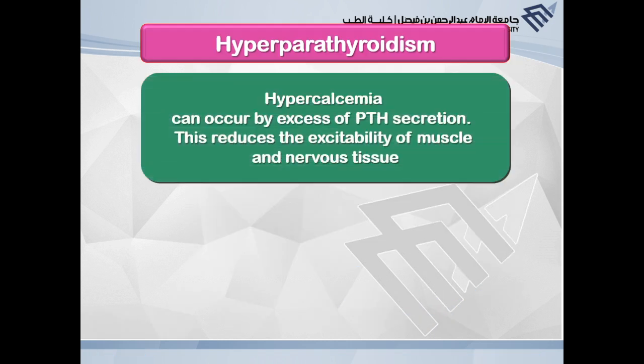Okay, what happens when the patient will have high levels of parathyroid hormone, hyperparathyroidism? So if you know the function of the parathyroid hormone is to increase the blood calcium, if the parathyroid hormone levels are high, what will happen to the blood calcium levels? Will increase: hypercalcemia. What will happen to the neuromuscular excitability? It will decrease because you know it is inversely proportional. So if there is hypercalcemia, neuromuscular excitability will decrease.